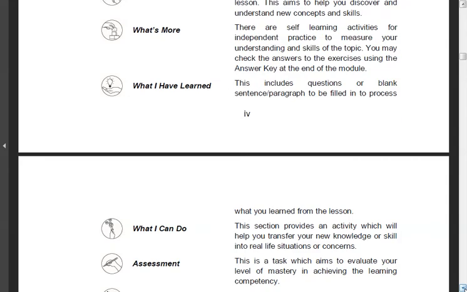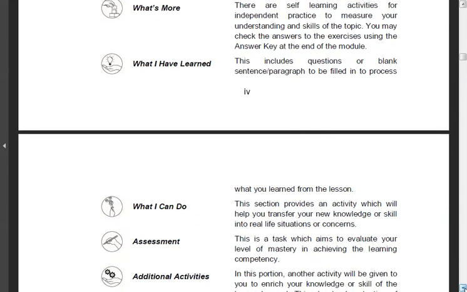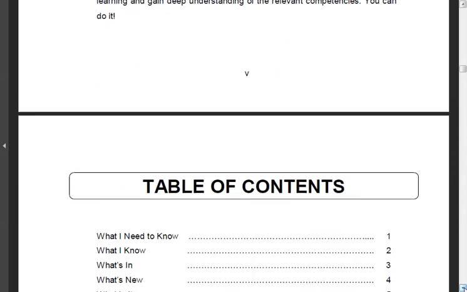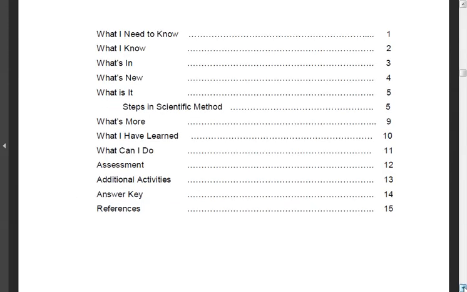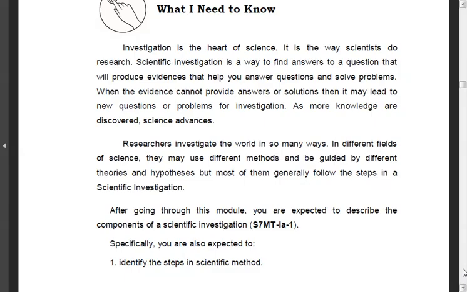Here you have to read "What I Need to Know." Alright, let's read it. After reading this, you will learn that for this session, you have to identify the steps in the scientific method. That is our learning objective today.